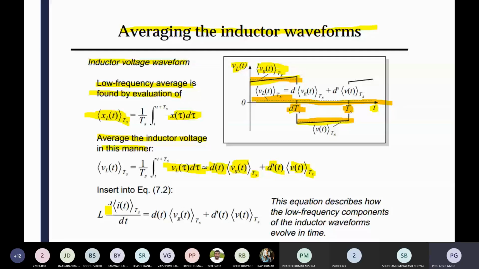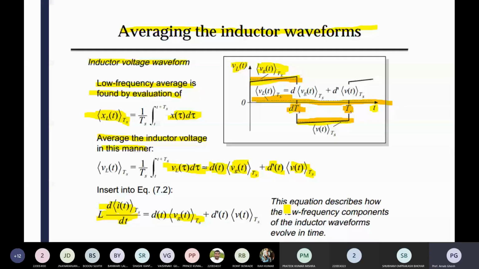We are following the Erickson book, that's why I am directly taking the equations from the Erickson book. You can follow that book for better clarifications and better ideas. Here we can use the inductor current. XL(t) is in state variable form, so you can elaborate that one. You will get a derivative form, a differential equation: L d/dt of i(t) average equals d(t) Vg(t) average over Ts.